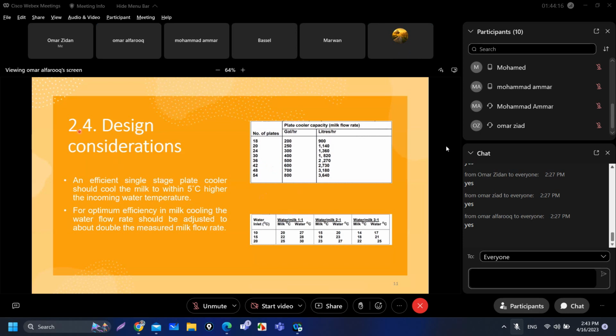Okay, now here I found some design considerations whenever we want. Go ahead.